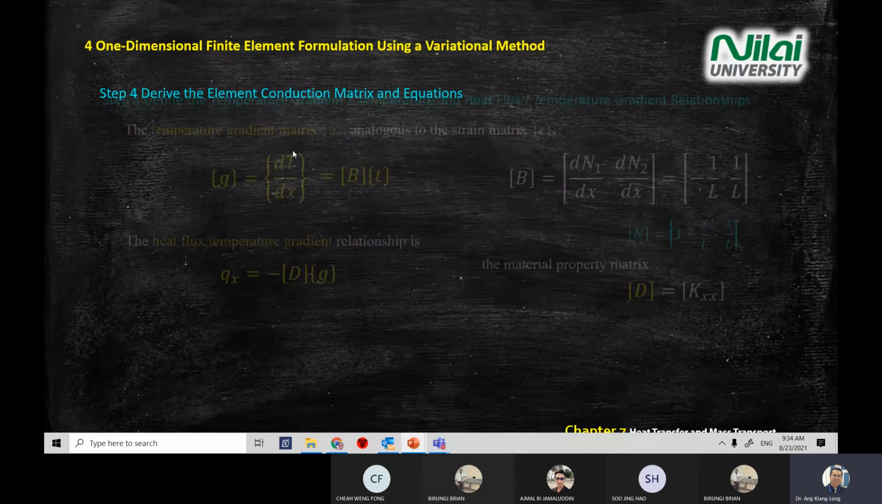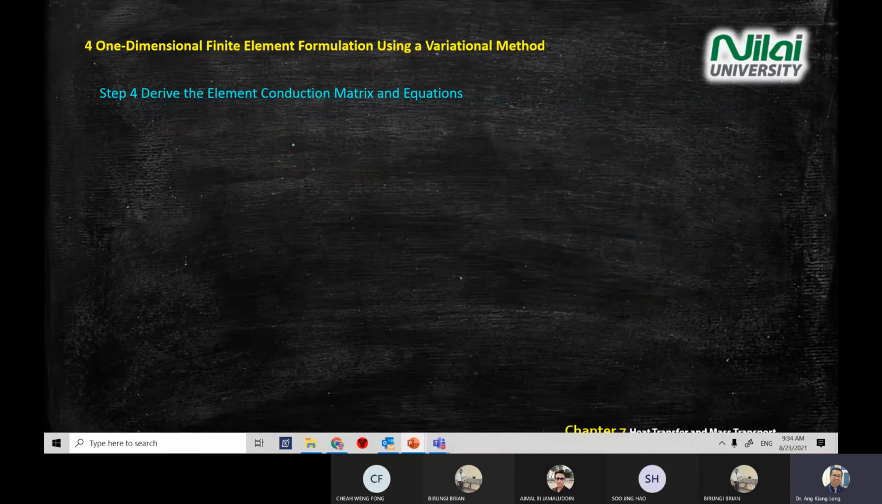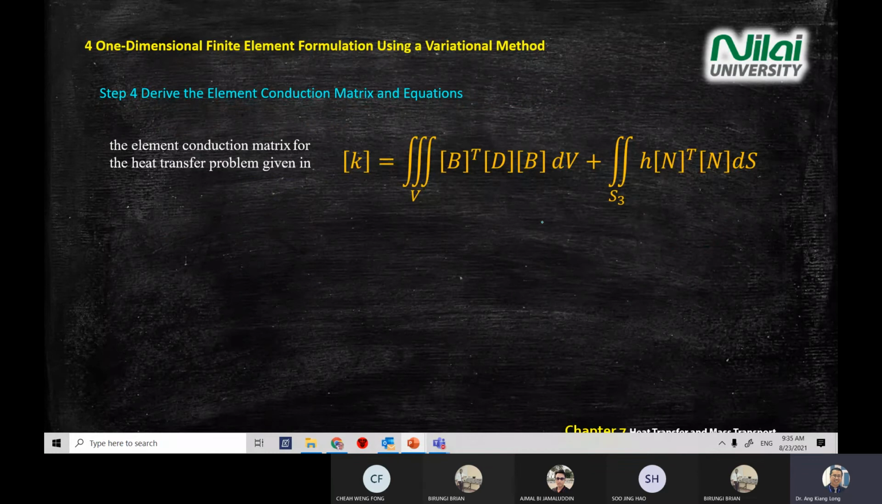Then after that, step number 4, you build the K matrix, given by this equation. I will not go into detail on how you get the equation you see on the screen, but this is the K matrix that we use. K equals the integration over the volume of B transpose matrix, D matrix, and B matrix.